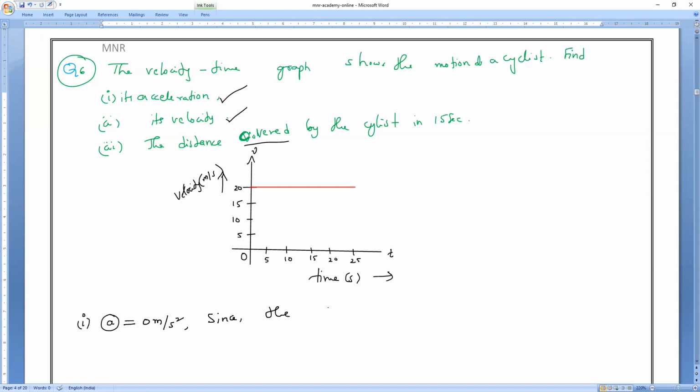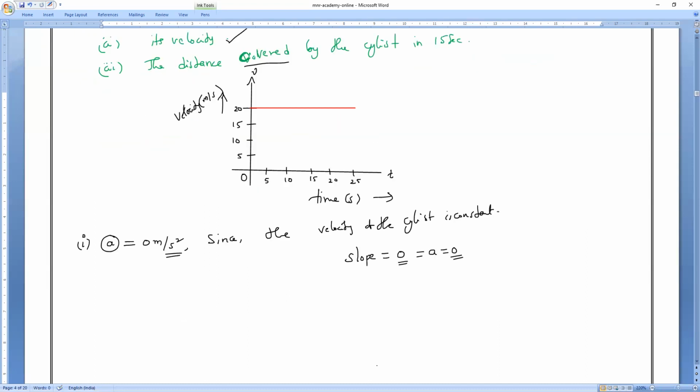The velocity of the cyclist is constant. So what is the acceleration of him? Acceleration will become 0. Or else we can say, what is the slope of the graph? Slope is equal to 0. So if the slope is 0, then acceleration is also equal to 0. Is it yes or no, guys?